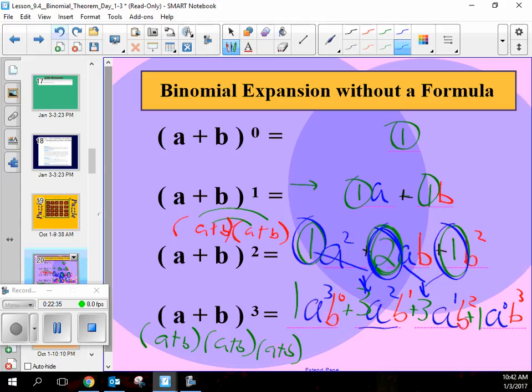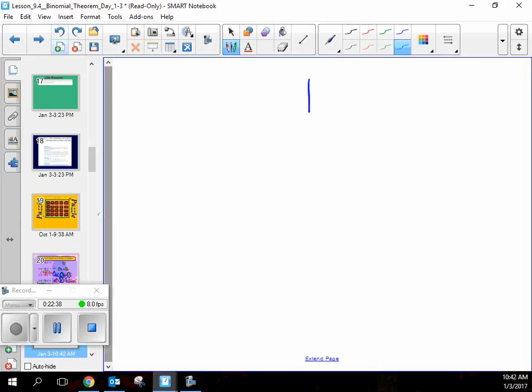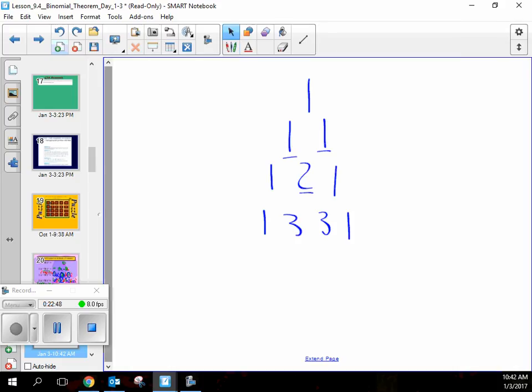So I'm going to just do Pascal's triangle separately. 1, 1, 1. 1, 2, 1, because 1 plus 1 make 2. You know what I'm doing here? 1, 3, 3, 1, because 1 and 2 make 3. And this 1 and 2 make the 3 right there. So what do you think is next in Pascal's triangle? 1, 4, 6, 4, 1.